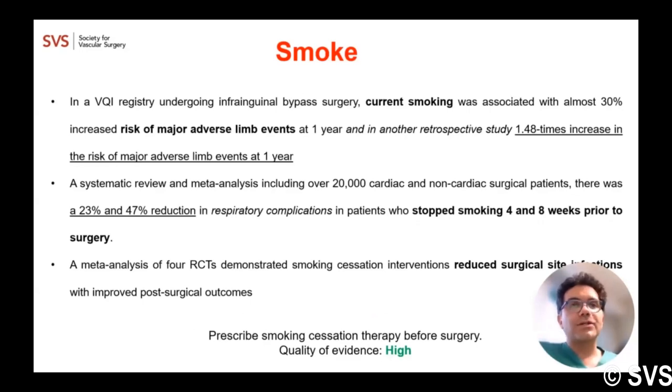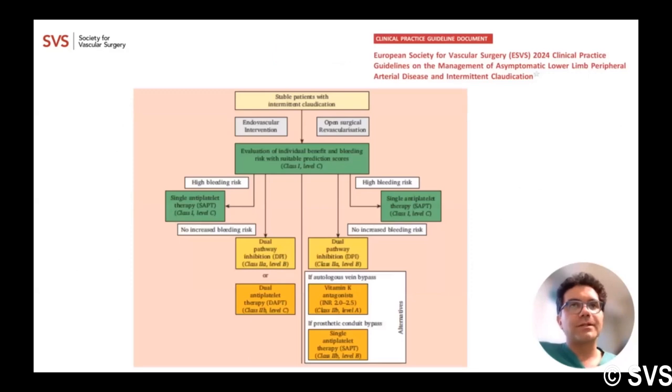Smoking cessation has a very high quality of evidence. We know that current smoking is associated with an almost 30% increase of major adverse limb events. We also know that stopping smoking between 4 and 8 weeks prior to surgery can reduce respiratory complications by 23 to 47%, and can also reduce surgical site infections.